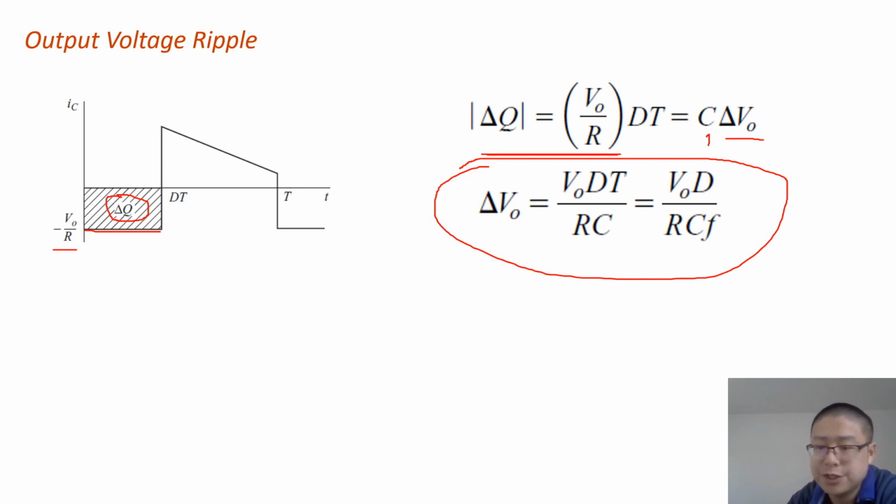From this equation, we know that if the C, that is the capacitance, is infinitely large, delta VO is close to 0. But in fact, the C cannot be infinitely large. So given the value of C, we can calculate delta VO. But in order to make the voltage ripple small, we want a large capacitance.